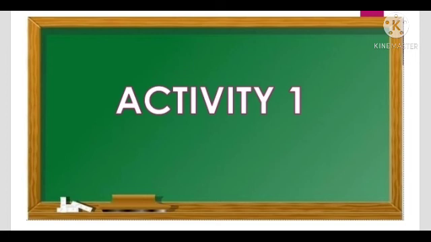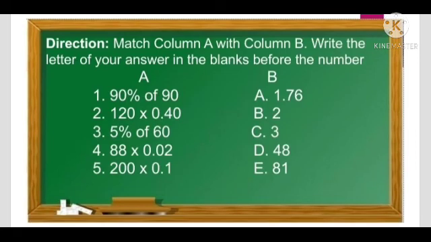Good. Okay, at this point, we are moving on to activity 1. Turn your learning activity sheets to page 3. Direction: match column A with column B. Write the letter of your answer on the blank provided before each number. I will give you 2 minutes to finish the activity. Good luck!